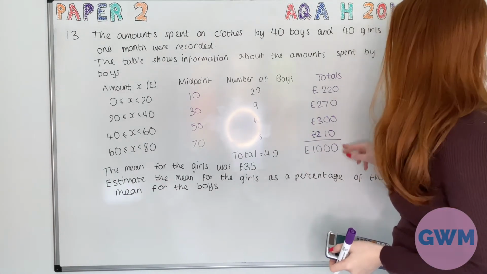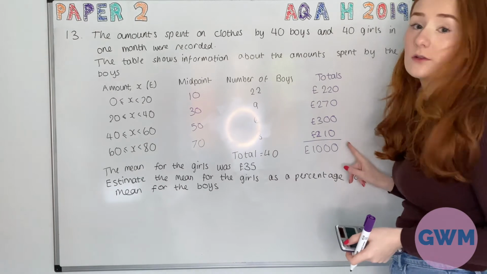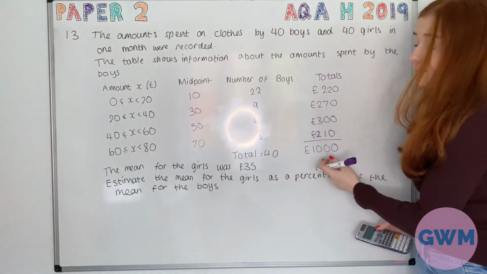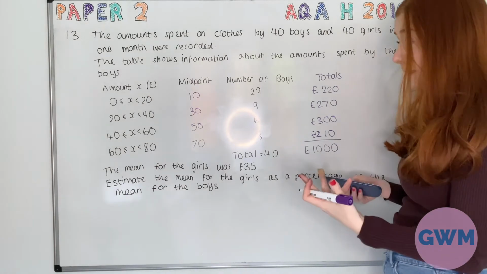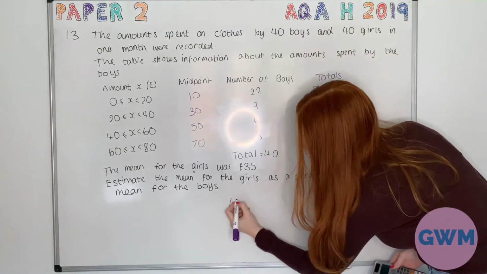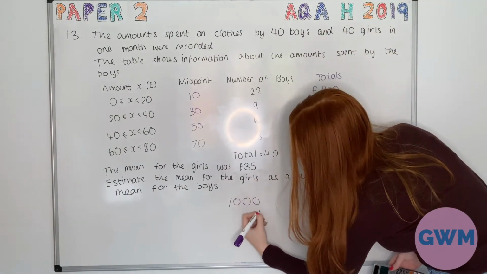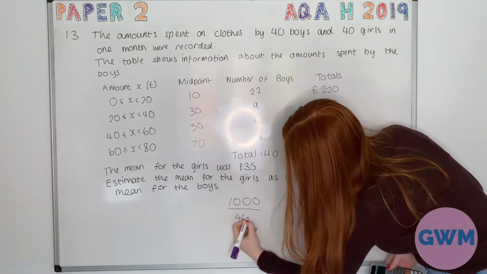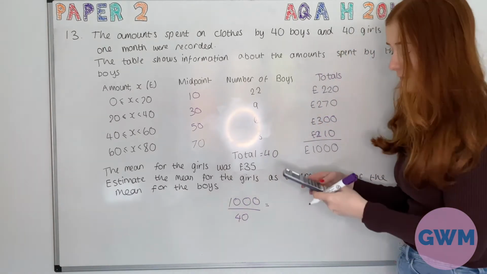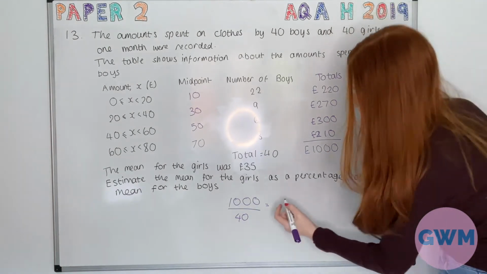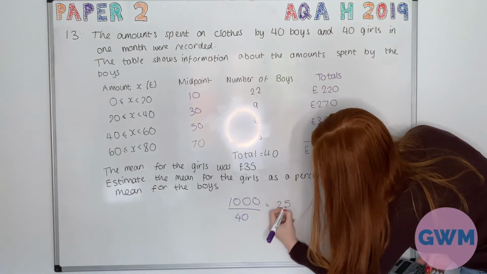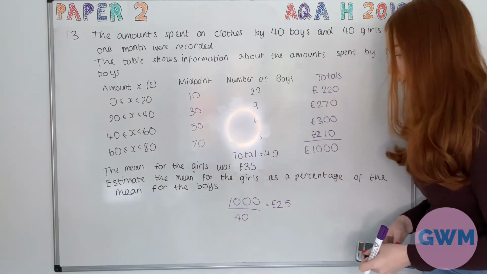And we know that there were 40 boys, so we know that the total spent by the boys was £1,000, but we want to know what the average was, the mean. So we do 1,000 divided by 40 to find out per person what the mean was. 1,000 divided by 40 is 25. So the average per boy, or the mean, was 25.